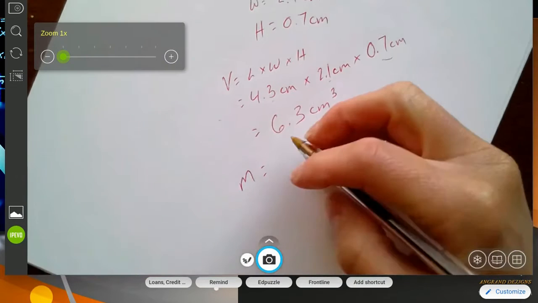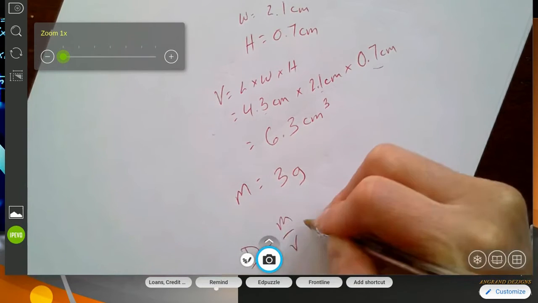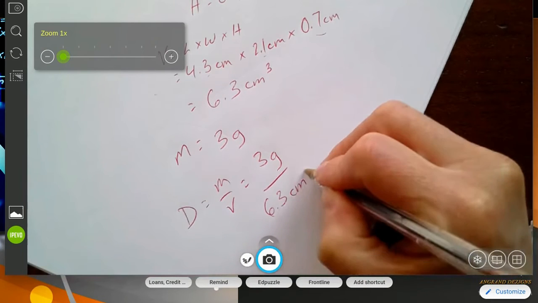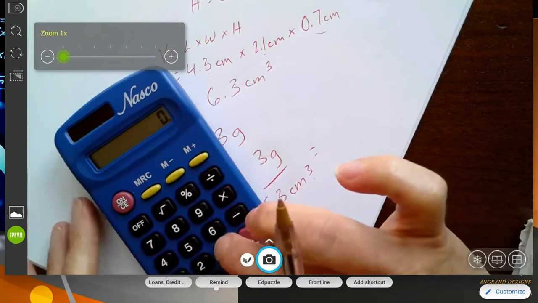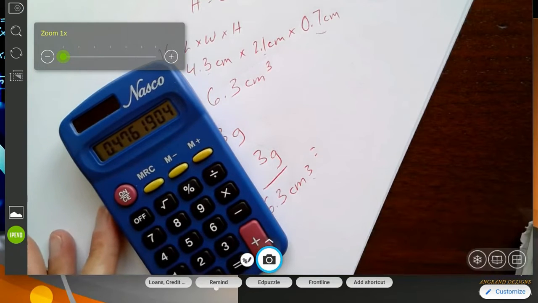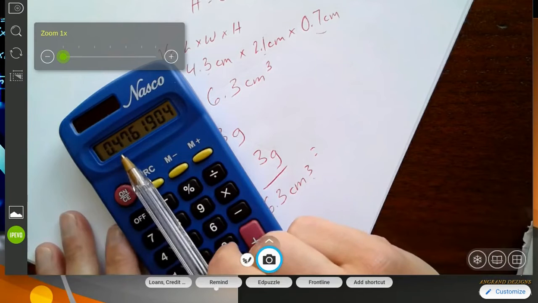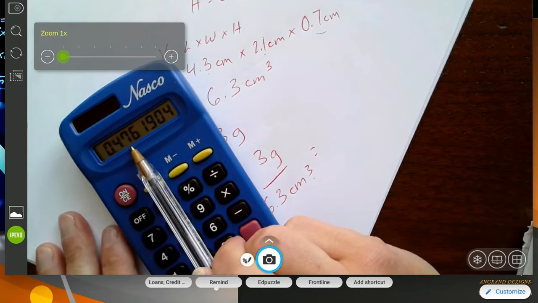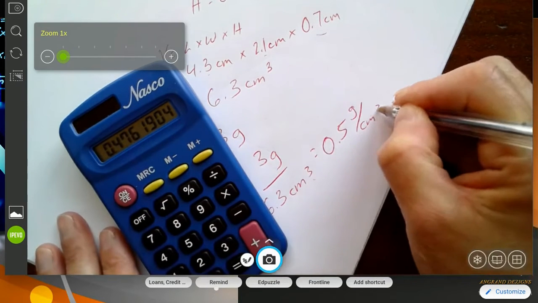Mass equals 3 grams. And our density formula, density equals mass divided by volume. 3 grams divided by 6.3 centimeters cubed. Calculator again. Mass 3 divided by 6.3. Now, we have another big long number here. And again, we're going to round this one to the 10th place. 0.476 and so on. 4 is our 10th place. 7 is greater than 5, so that rounds this up. So it is now 0.5 grams per centimeter cubed.